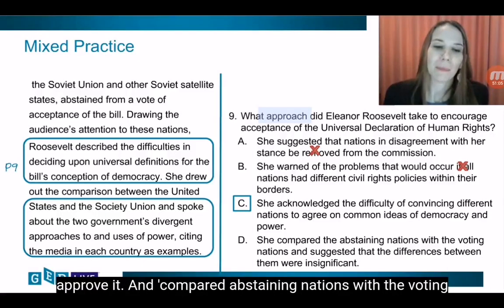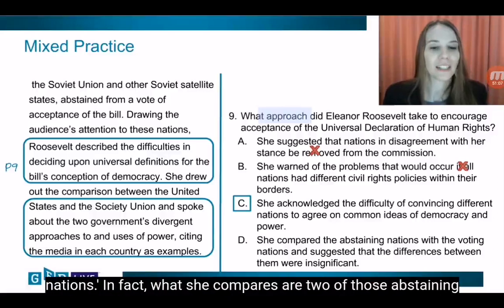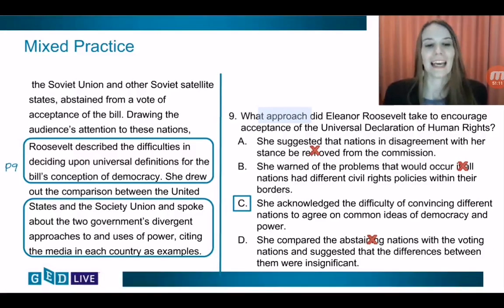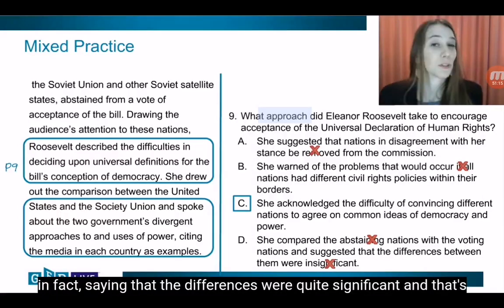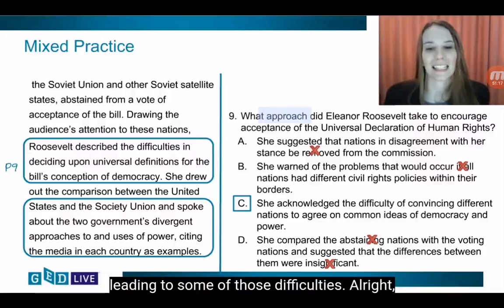And compared abstaining nations with the voting nations. In fact, what she compares are two of those abstaining nations. And beyond that, the differences were insignificant. She's in fact saying that the differences were quite significant, and that's leading to some of those difficulties.